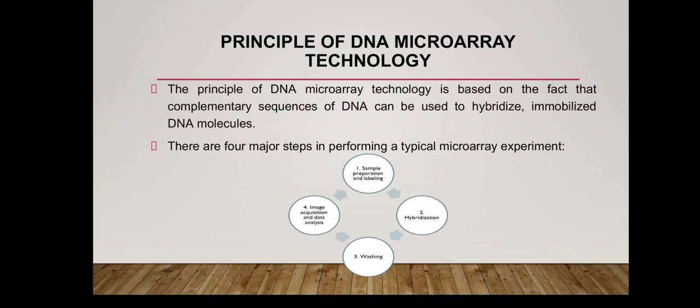Principle of DNA microarray technology. The principle of DNA microarray technology relies on complementary base pairing and hybridization. Complementary base pairing means the specific binding between complementary DNA sequences, while hybridization is when immobilized DNA-based probes capture labeled target sequences. These principles enable researchers to detect and quantify specific DNA sequences, making microarray a powerful tool for gene expression analysis and genomic research.